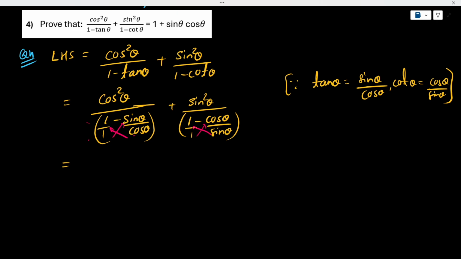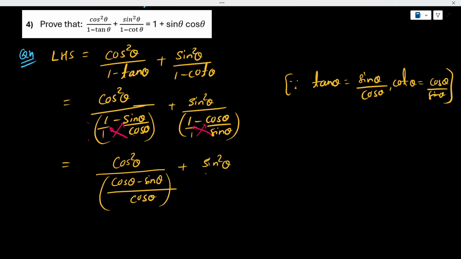So what are we going to get? Numerator remains as it is, right? In the denominator, you will write cos theta minus sin theta by cos theta, right? Then plus sin² theta as it is by sin theta minus cos theta by sin theta. Now you know that you have to take the reciprocal of these two because it's a denominator. So this one will go to the numerator, right?